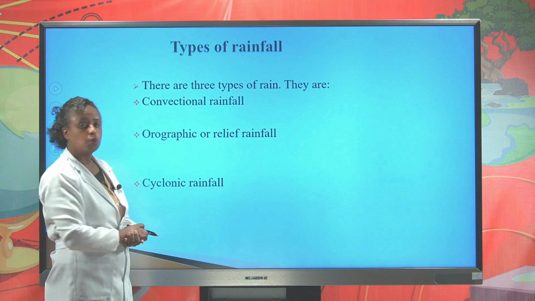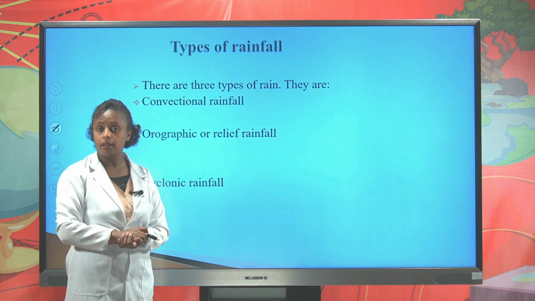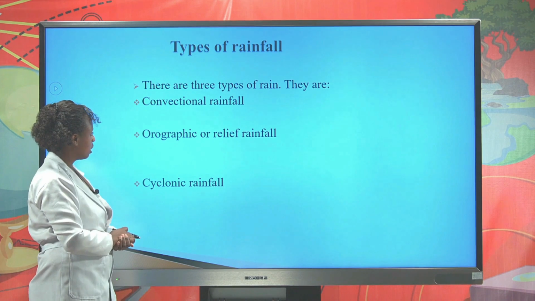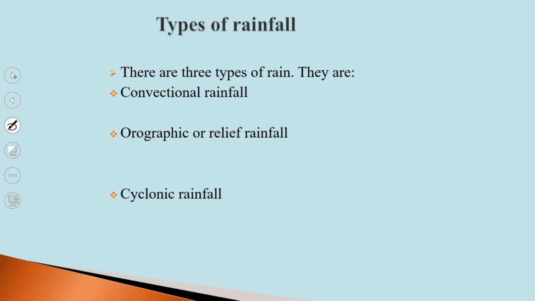Let us proceed to the types of rainfall. There are three types of rainfall. They are convectional rainfall, orographic rainfall, and cyclonic or frontal rainfall. Let us see each of them.